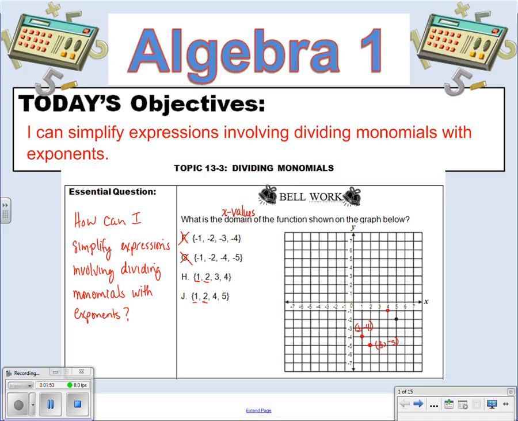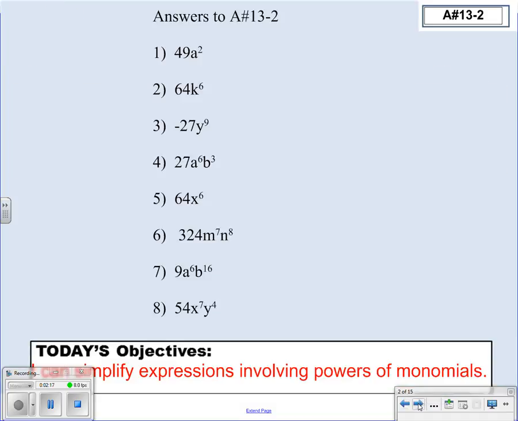Our third point, we get a +4, -1. The x-coordinate is a +4. Still both H and J have them. And our last one, the coordinate is a 5, -2. So we need a 5. That tosses out H. Our correct answer is J. These are the answers to the previous assignment. If you need to, you can pause and check your answers.